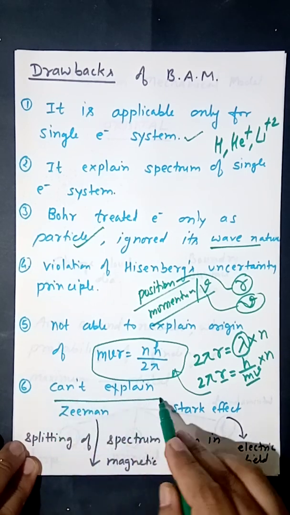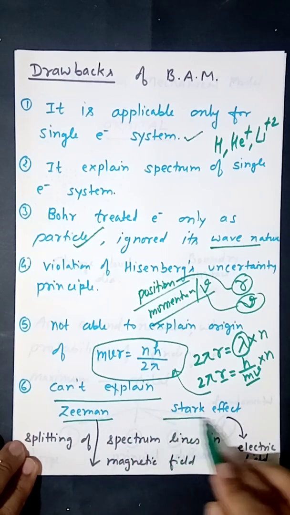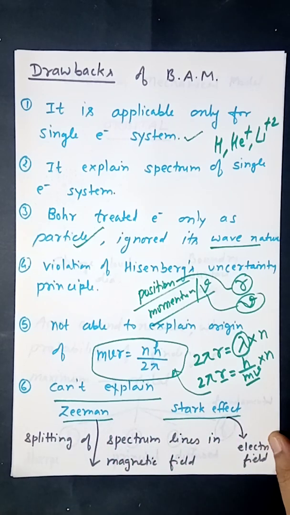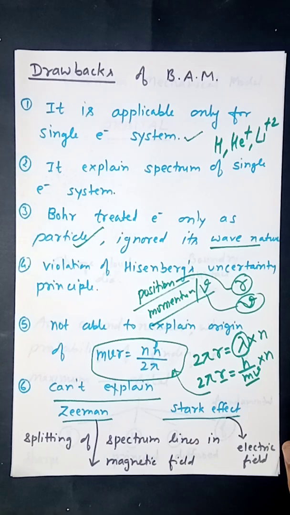Now he can't explain the Zeeman effect and Stark effect. Zeeman effect means splitting of spectrum lines in presence of a magnetic field, and Stark effect means splitting of spectrum lines in presence of an electric field. Now what is the meaning of splitting of spectrum lines? Just look here.